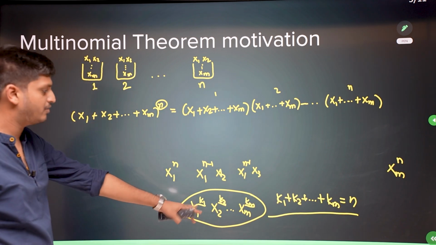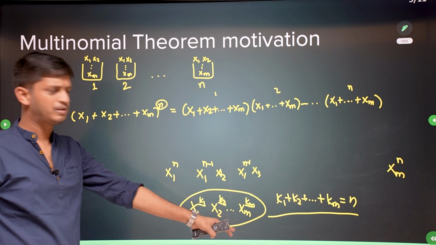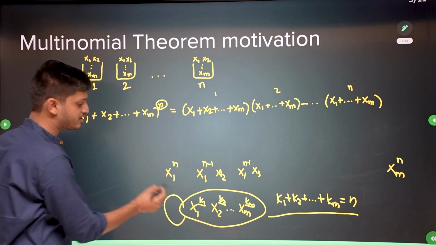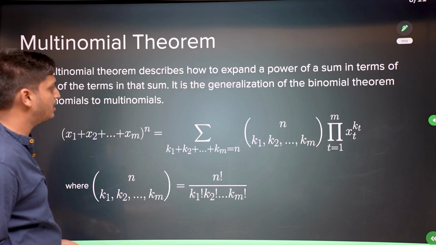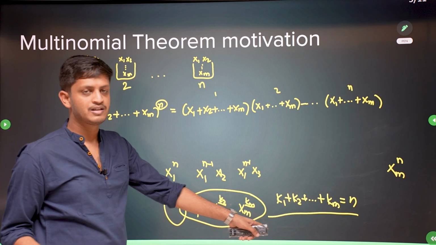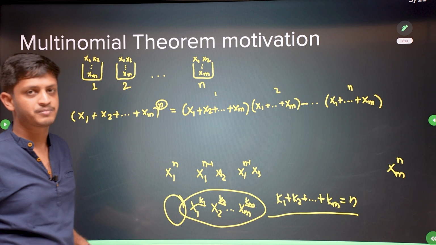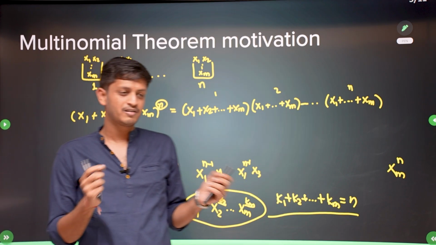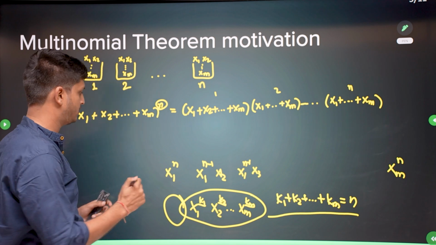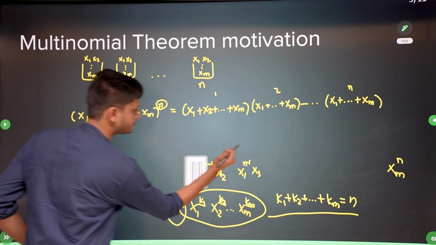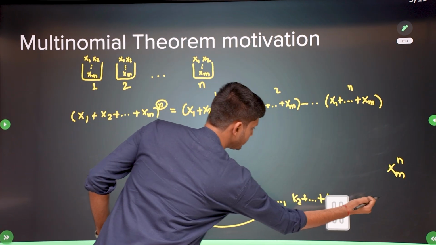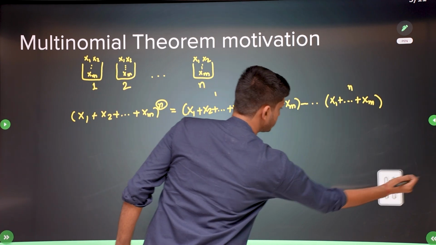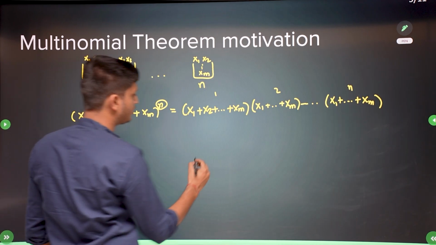Okay, so every term will look like this. Now, the only thing we need to do is find the coefficient of this term. Any generic term in multinomial theorem looks like this. You just have to find the coefficient of this term. And if you have seen my last video, we have already solved one such problem. So what do we want here? We just want to find the coefficient.